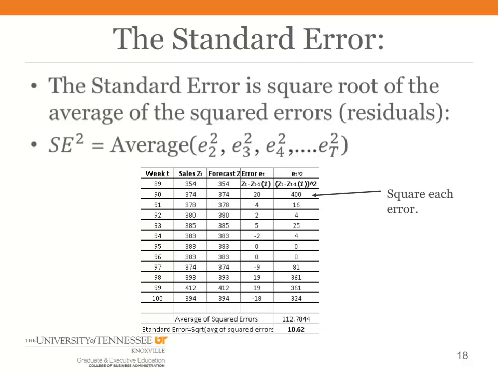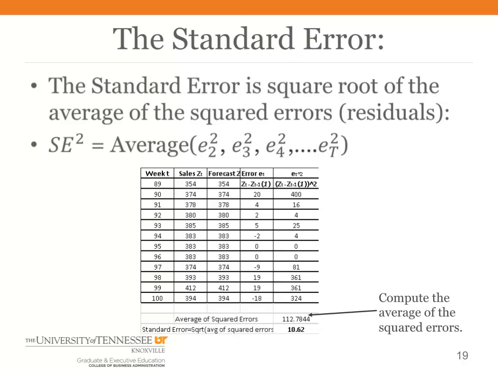For each week, we take the difference between the actual and the forecast that was made in the previous week, and that's our error, and we're squaring each of those errors. Then you take the average of the squared errors, in this case over all 100 weeks, and that is sometimes called the mean squared error, and that's the number you see there, 112.7844. And then after you've squared all the errors and taken the average of the squared errors, you take the square root of that number, and that is your standard error. In this case, it's 10.62.